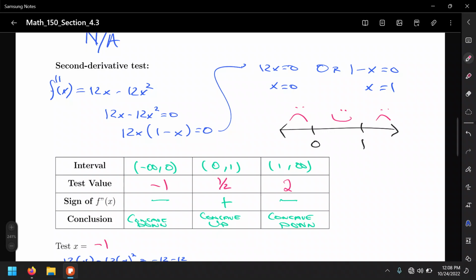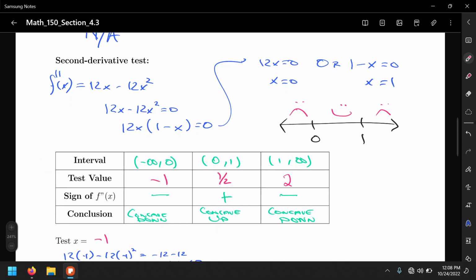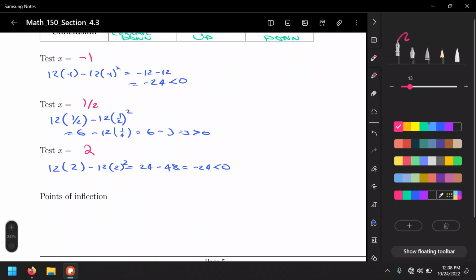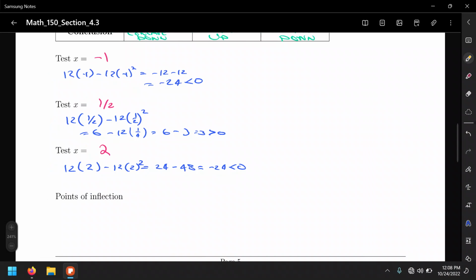Well, it changes from concave down to concave up. That means this is going to be an inflection point or a turning point. There's another turning point here for x equals 1, because that changes from concave up to concave down, or vice versa, doesn't matter. So we're going to have 2 points of inflection for this function.